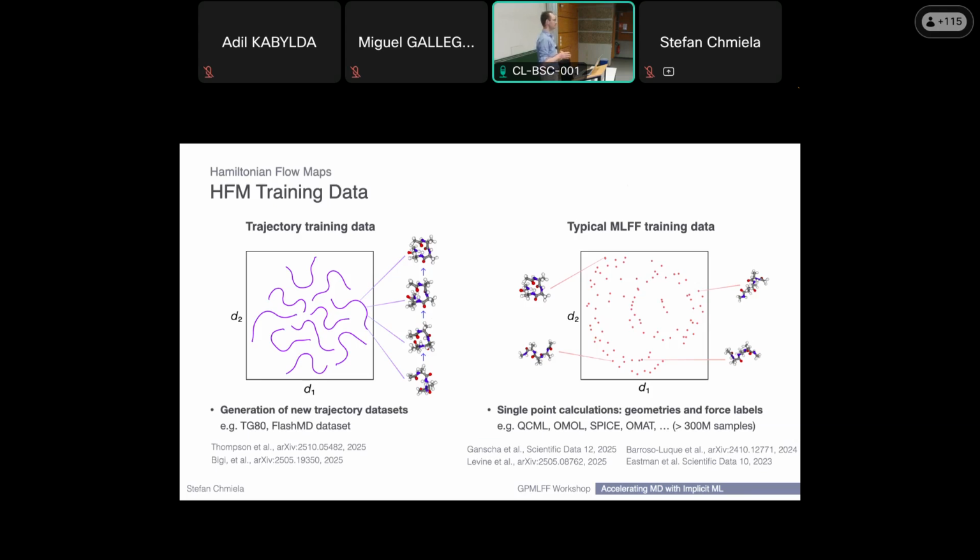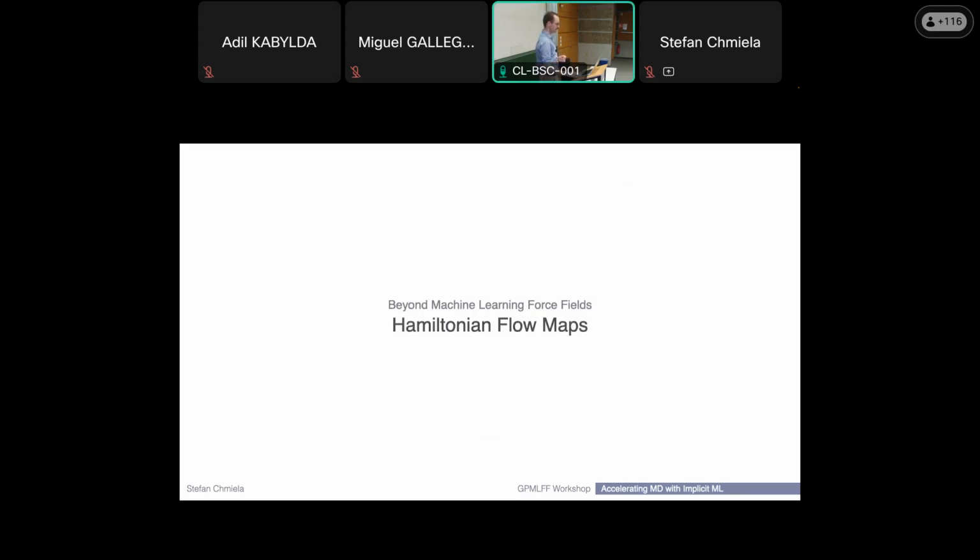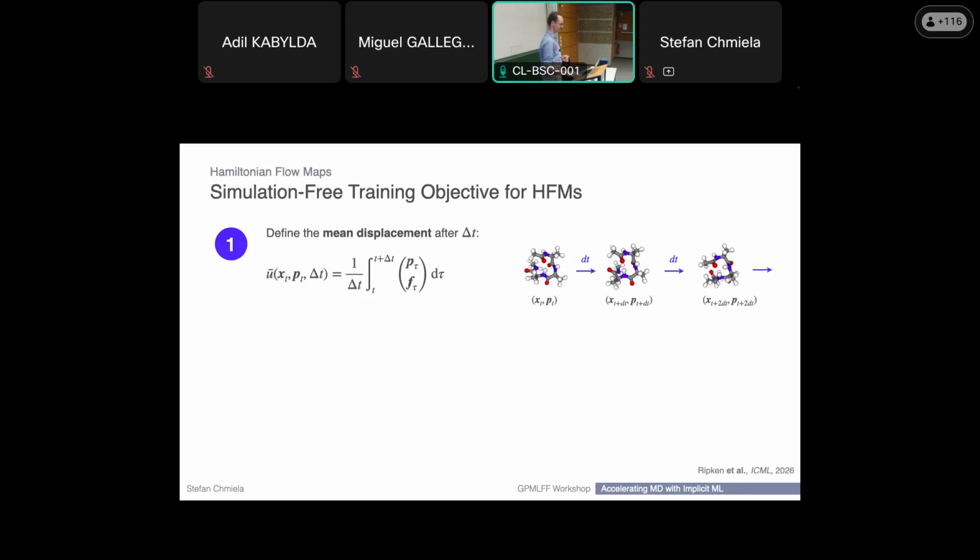Only this would really make Hamiltonian flow maps useful. And so we set out to construct Hamiltonian flow maps that don't need trajectory information. And I'm going to walk you through how this is possible. Okay, so we start with this function u bar.